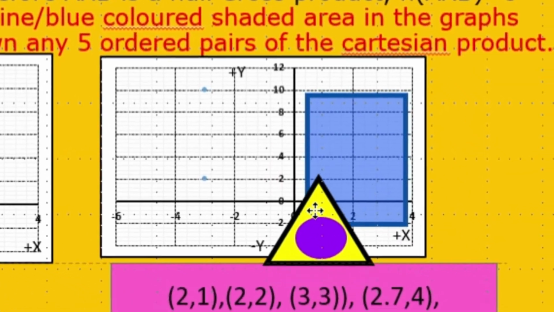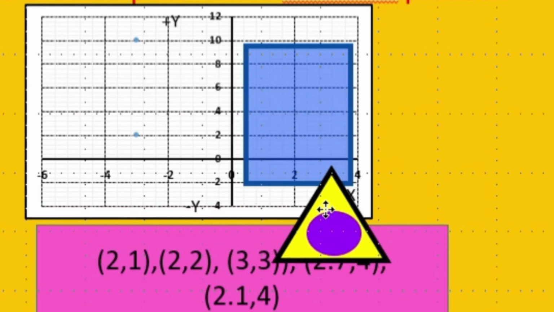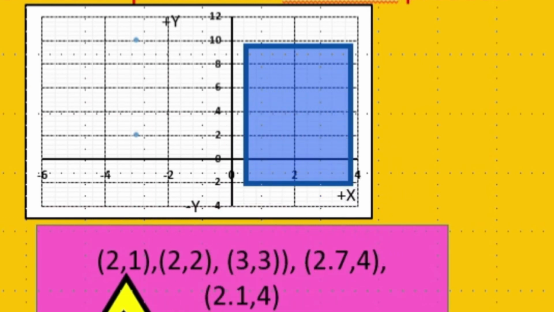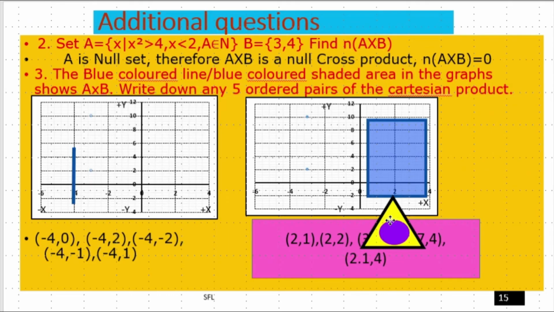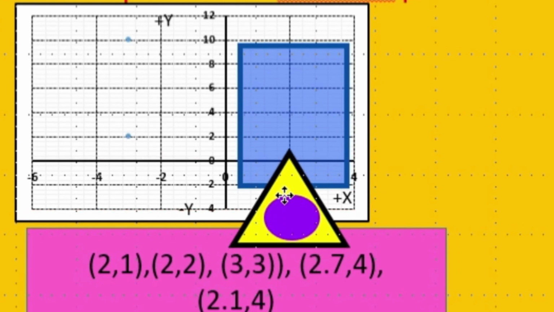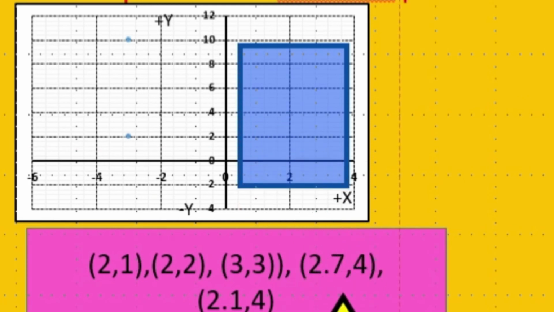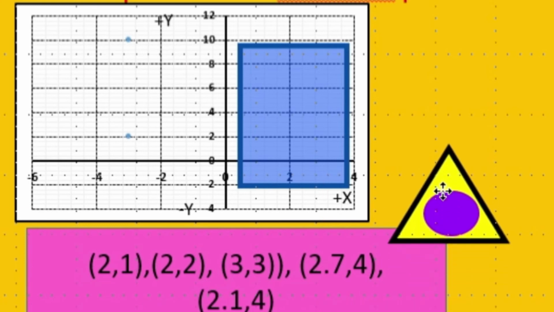Then coming to this graph, within the blue shaded region A cross B is there. The points are 2 comma 1, 2 comma 2. 2 is here, then 2 comma 1 will be here, 2 comma 2, 2 comma 3, 2 comma 4. Infinite number of points are there. 2.7 comma 4, 3 comma 3, 2.1 comma 4, all are real numbers. We have just noted 5 ordered pairs. However, there are infinite number of ordered pairs.